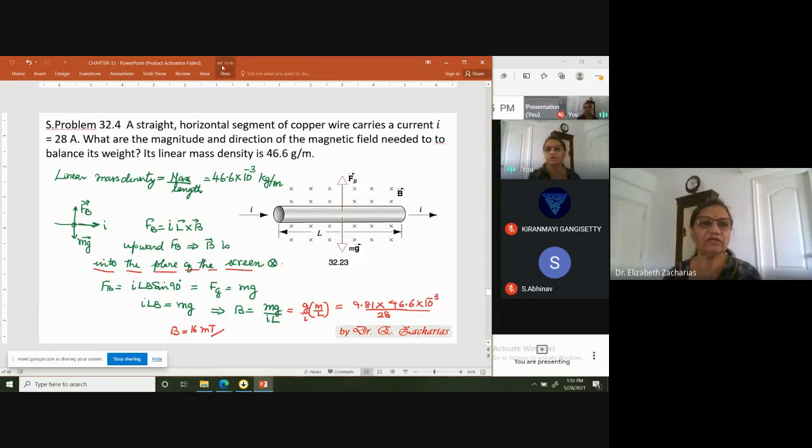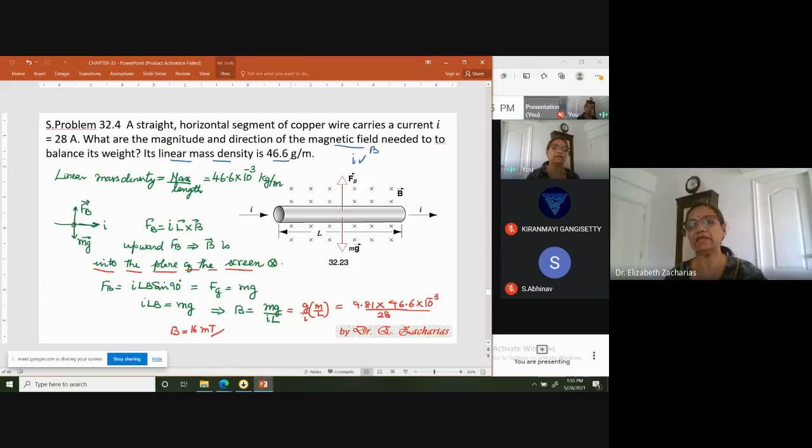So let's read the statement. A straight horizontal segment of copper wire carries a current I equal to 28 ampere. What are the magnitude and direction of the magnetic field that you need to apply to balance it? And what are the parameters that are given? I is given. Then length, is it there? No, length is not there. But then linear mass density is given.